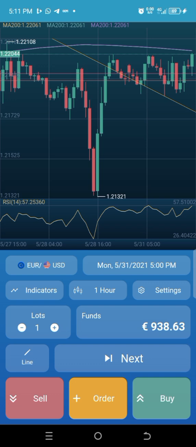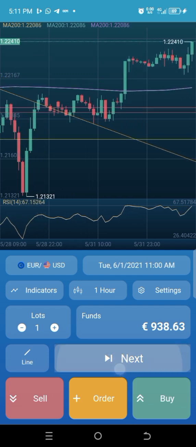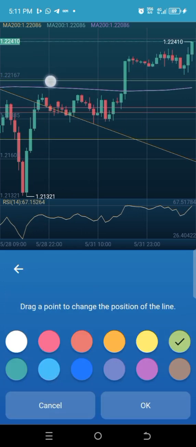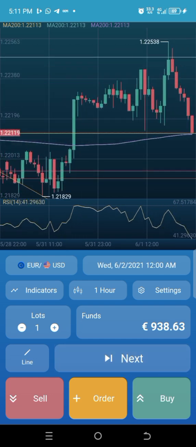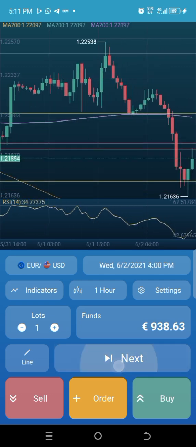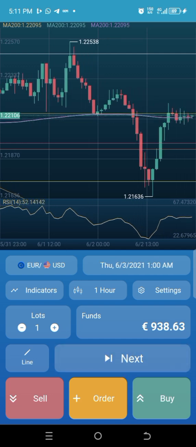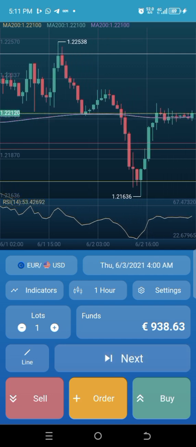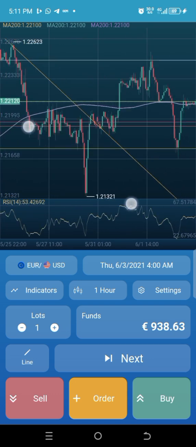Sideways break, area of interest. Another area of interest has been formed here. Not yet, it has hit up, but it's not yet closed above. Not yet. Not okay. So looking for a buy.